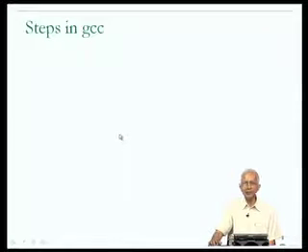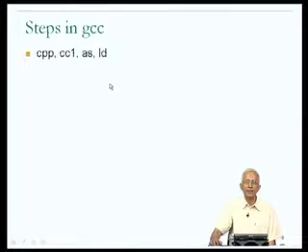Okay, now in doing this, GCC actually does this in several steps, and it will be useful for us to understand a little bit about some of the steps that GCC goes through in translating a source program in C, let us say, into an object program in machine language. And the names of some of these steps are CPP, CC1, AS, and LD. These are just the names of the steps. They may not make too much sense to us at this point in time.